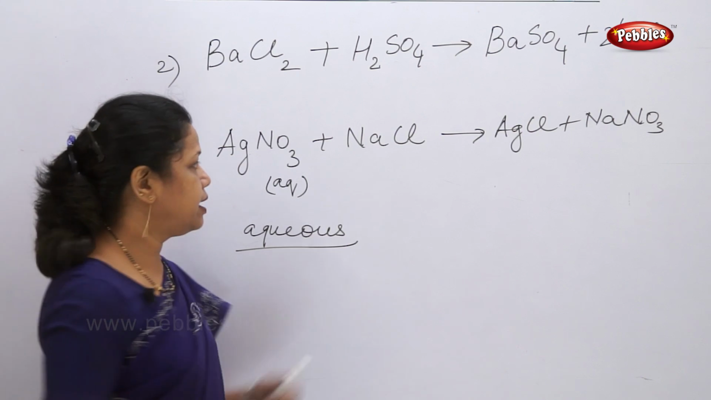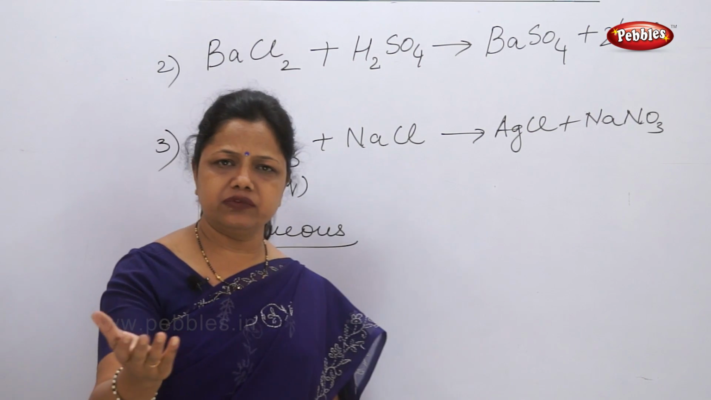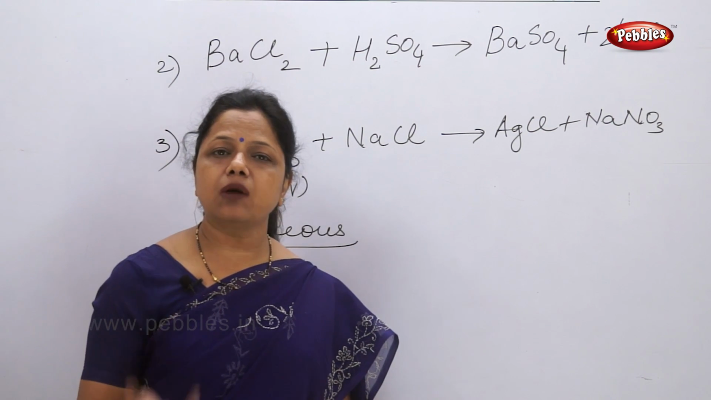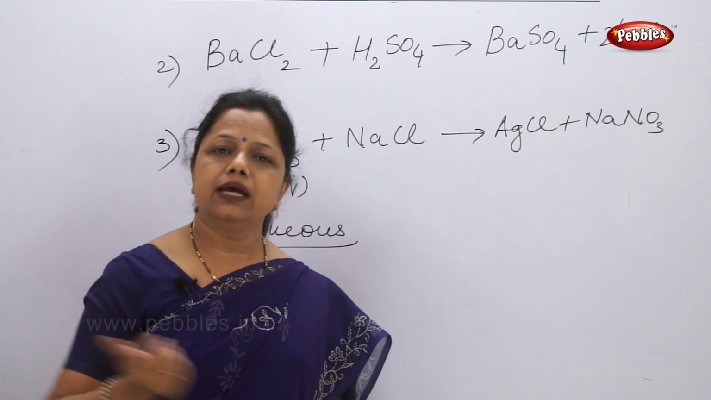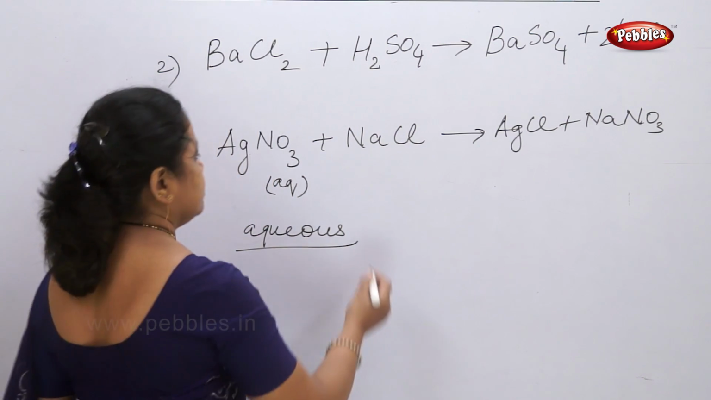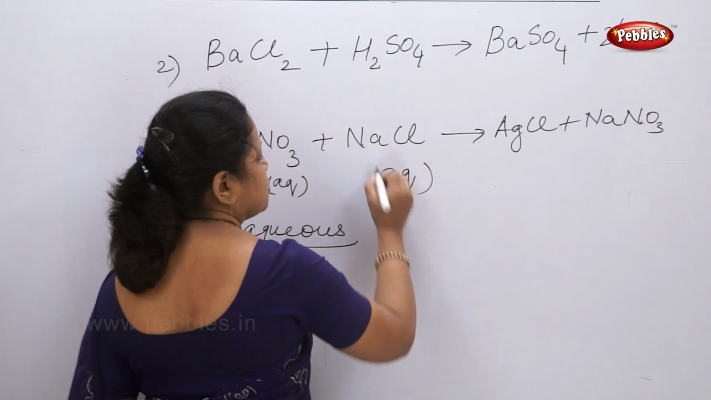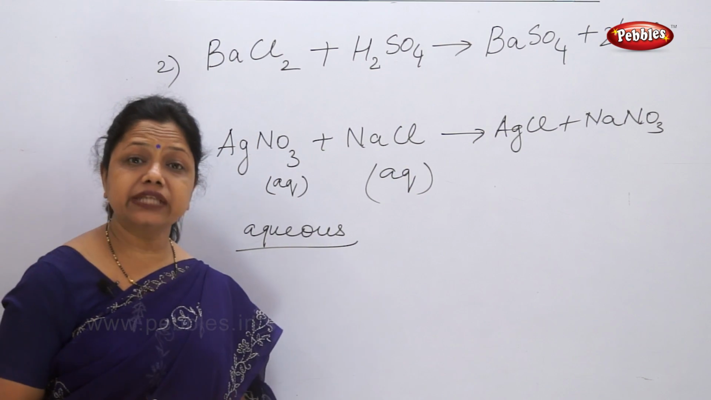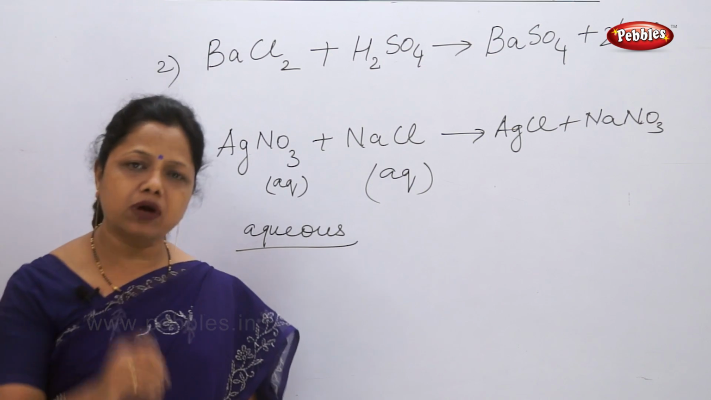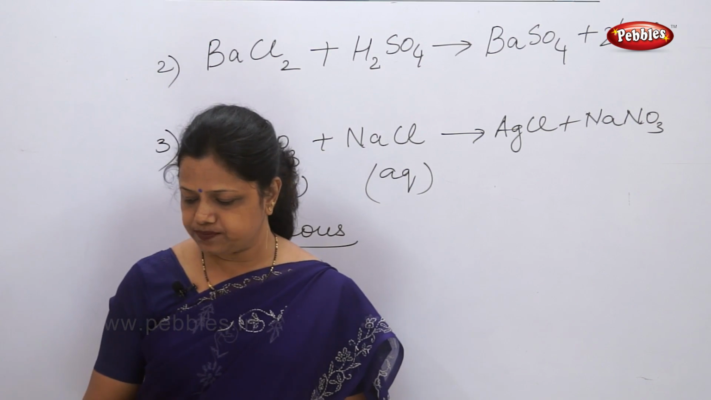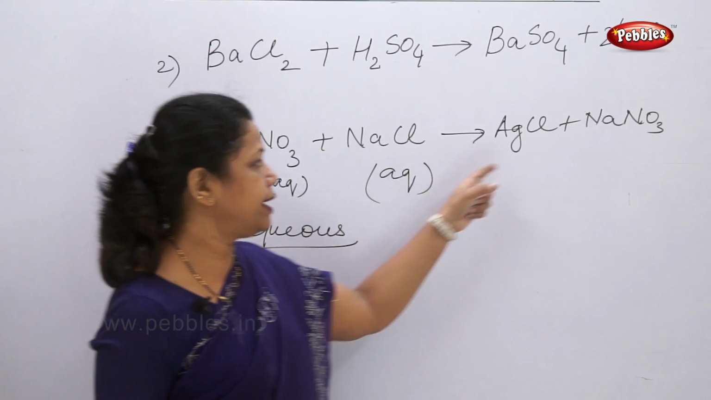Then NaCl. NaCl is also common salt which we find at home. This common salt is also made into a solution. That means water is added to the common salt, nicely mixed up, and then we get aqueous solution here also. So the state is liquid form, but since we are making it in water, it is called aqueous. Then we get AgCl.